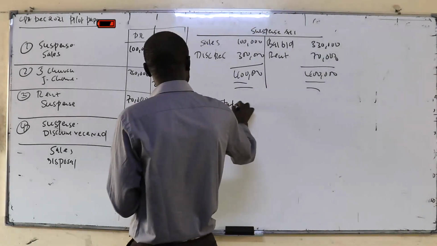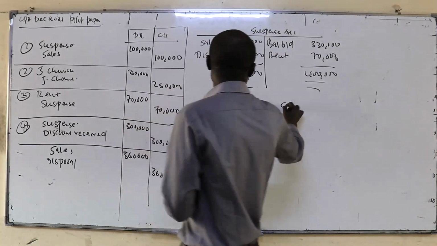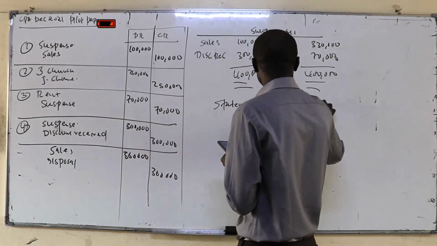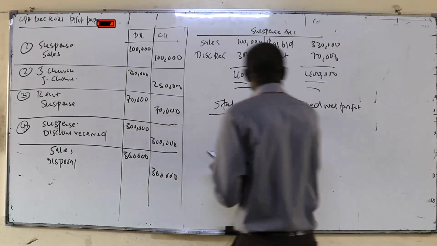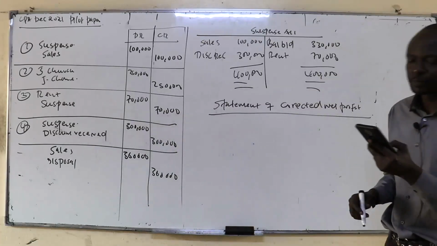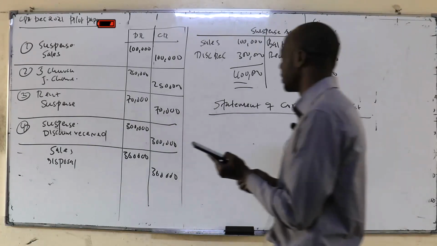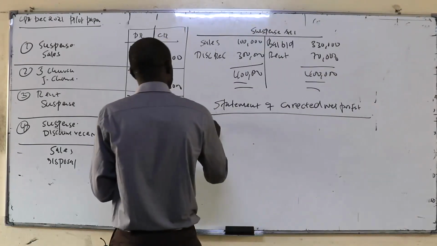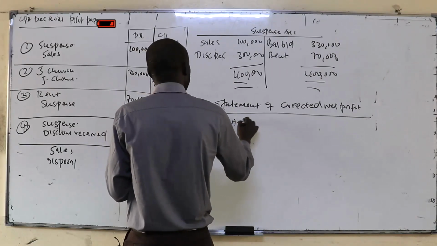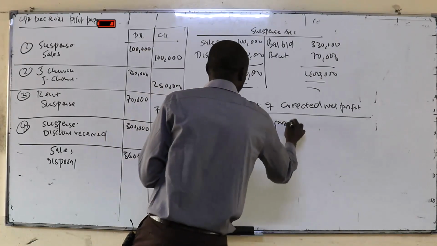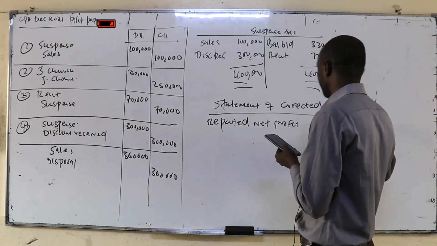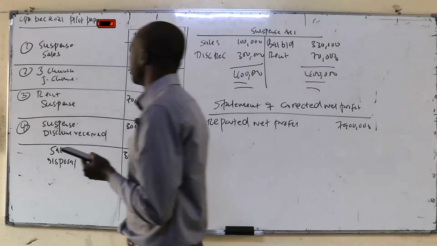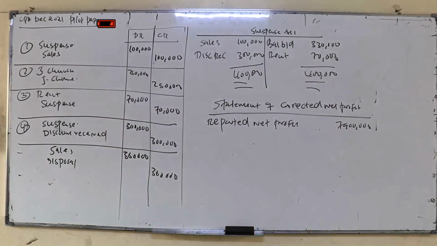Statement of corrected net profit. So utaanza na reported net profit. You start with the reported net profit. Reported net profit ngapi? 7,900,000, si ndio? So unakuja hapa umeundercast sales zako. Sales zako umeundercast. Sales inakuwa kwa income statement.